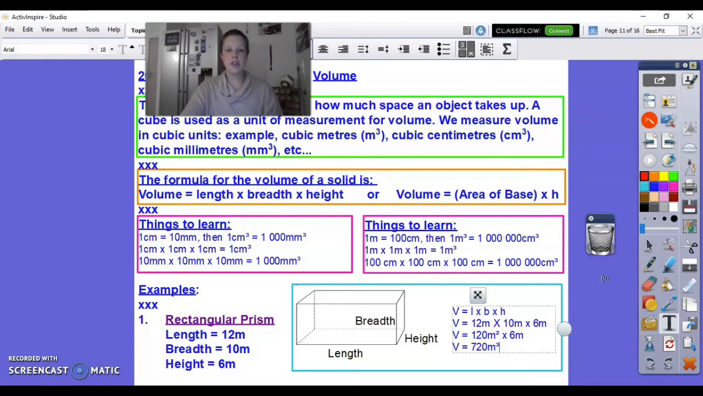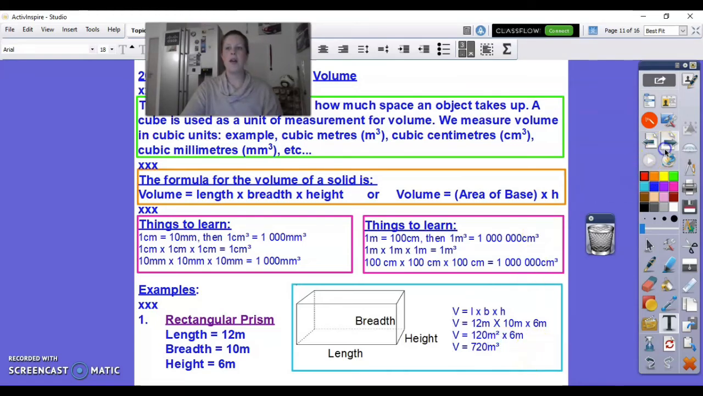So first things first, draw your diagram, label your diagram as to where the length, the breadth, and the height are. Then you need to write out your formula and simply put in place where you see length, you're going to put the measurement. Where you see breadth, you're going to put that measurement. And when you see height, you're going to put that measurement. Multiply them all together, and you will end up with your answer being in its cubed format, like that, with the 3.